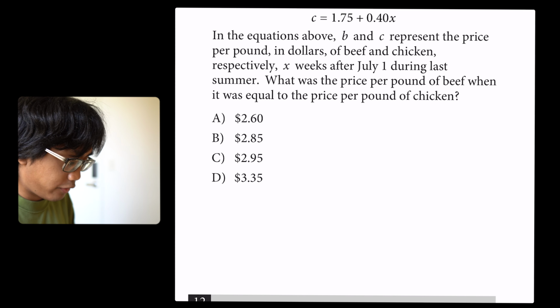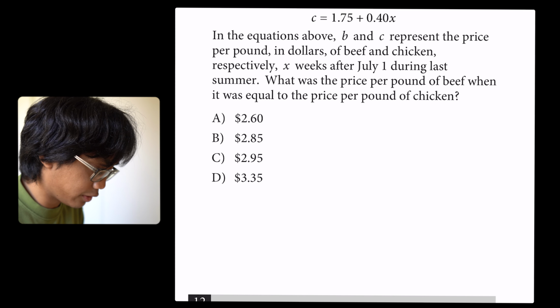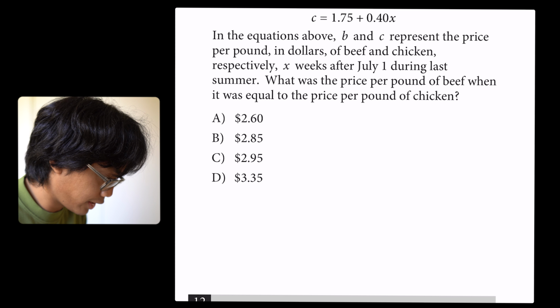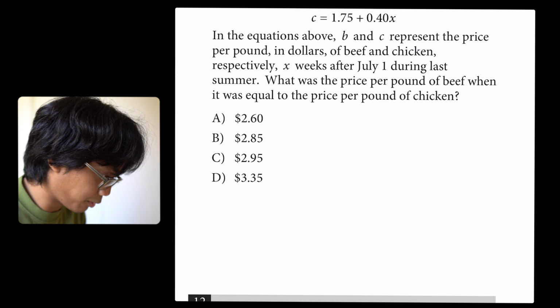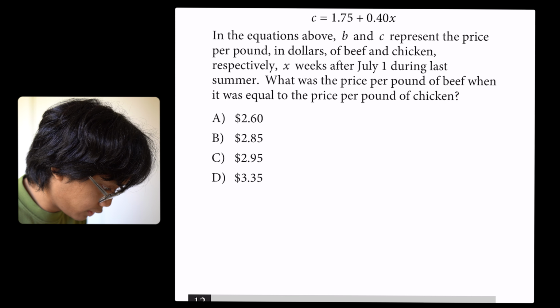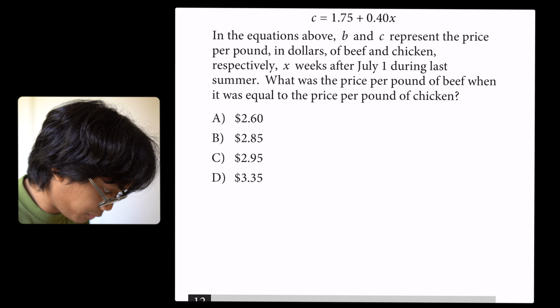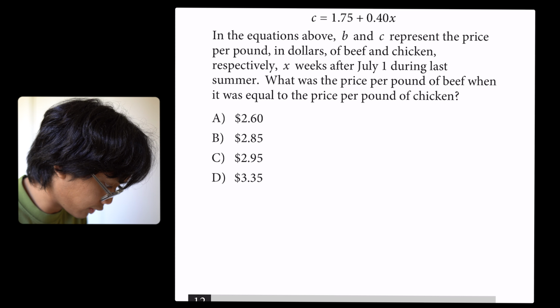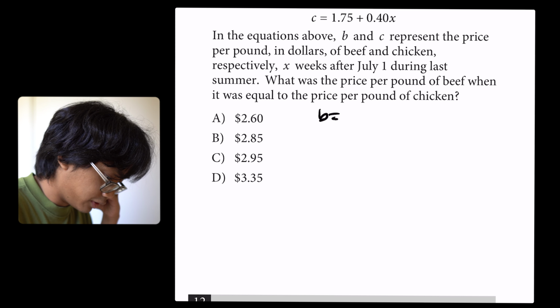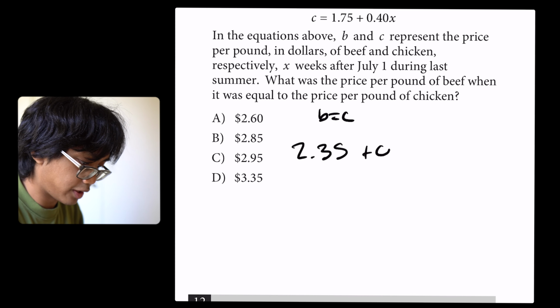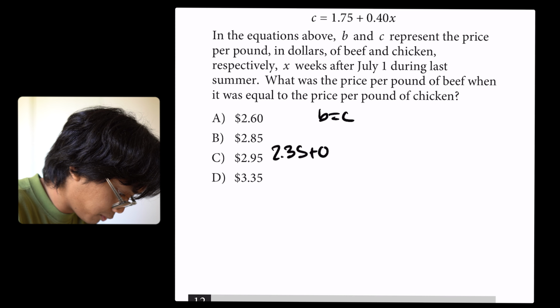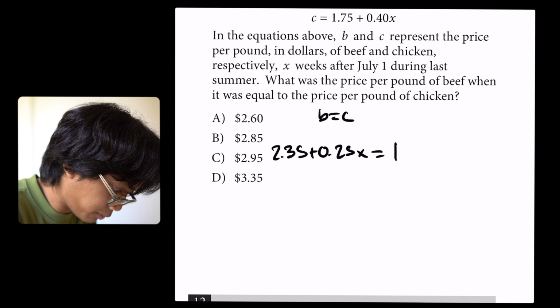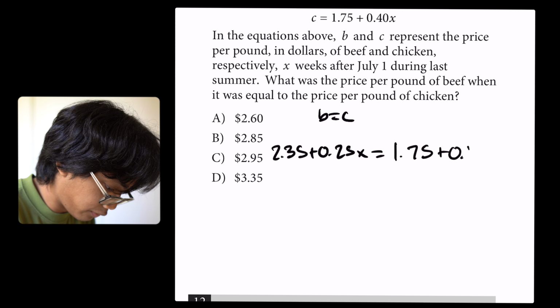B equals 2.35 plus 0.25x, C equals 1.75 plus 0.4x, and the equations above, B and C, represent the price per pound of chicken, beef and chicken, x weeks after July. What was the price per pound of beef when it was equal to the price per pound of chicken? When the prices are equal, that's where B equals C. So we can set the two equations equal to each other. So we'll get 2.35 plus 0.25x equals 1.75 plus 0.40x.